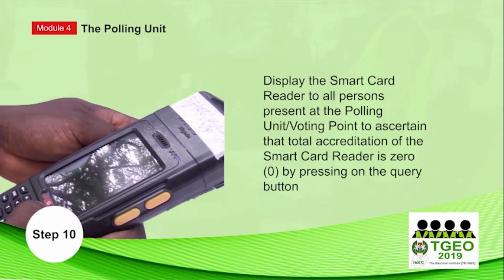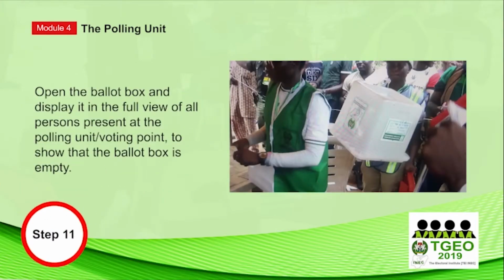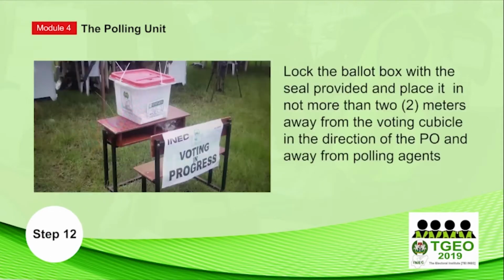Step 10. Display the smart card reader to all persons present at the polling unit or voting point to ascertain that the total accreditation of the smart card reader is 0 by pressing on the query button. Step 11. Open the ballot box and display it in full view of all persons present at the polling unit or voting point to show that the ballot box is empty. Step 12. Lock the ballot box with the seal provided and place it not more than 2 meters away from the voting cubicle in the direction of the presiding officer and away from the polling agents.